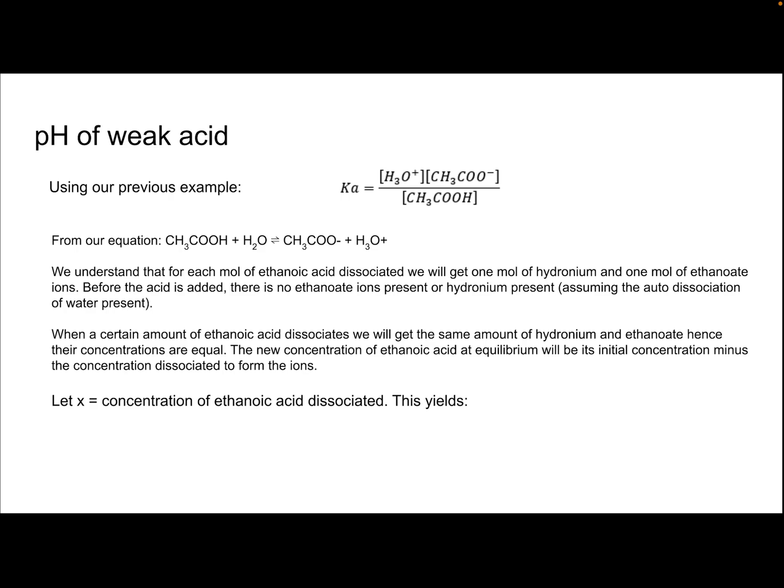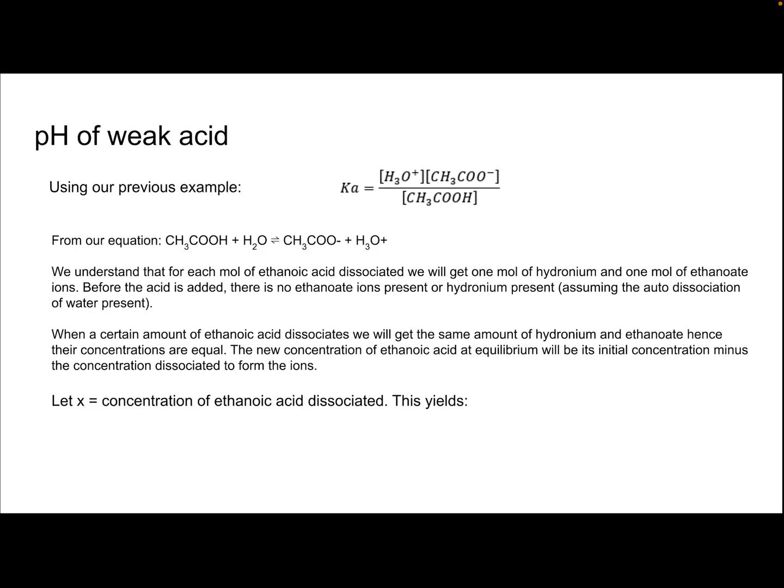We know that before the acid is added, there are not going to be any ethanoate ions in the water, because water will not give you ethanoate ions. We also know that there are no hydronium ions present before the ethanoic acid is added. This assumes that the auto-dissociation of water produces a negligible amount of hydronium ions. At standard temperature, 25 degrees Celsius, a neutral solution of water has 1 times 10 to the power negative 7 mole per liter of hydronium ions, but we assume this concentration is too small to be important for our calculations.